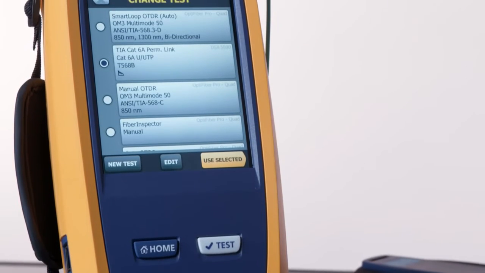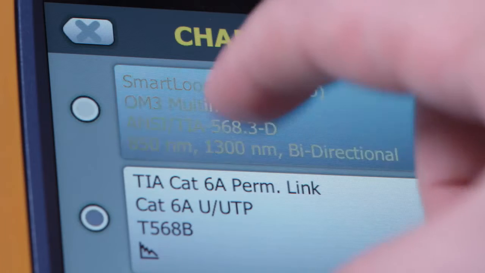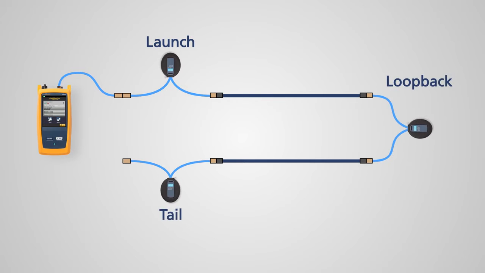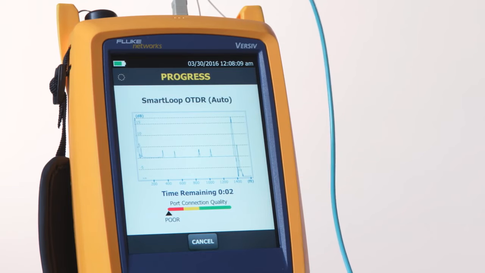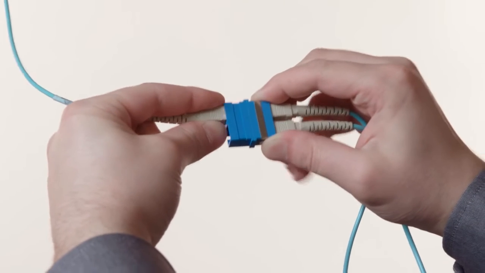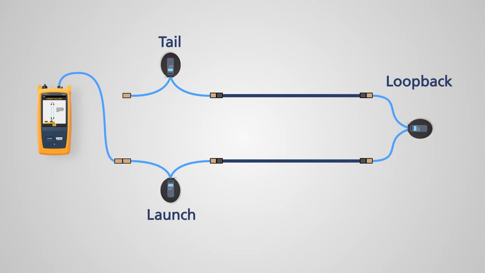That's the idea behind Fluke Networks' OptiFiber PRO OTDR with SmartLoop. Instead of testing two fibers independently, you test them together by adding a loopback fiber between them at the far end. So now your test signal travels the length of the first fiber, then loops back to travel the length of the second fiber. After the first direction has been tested, follow the prompts to swap fibers. And then the test runs in the opposite direction.